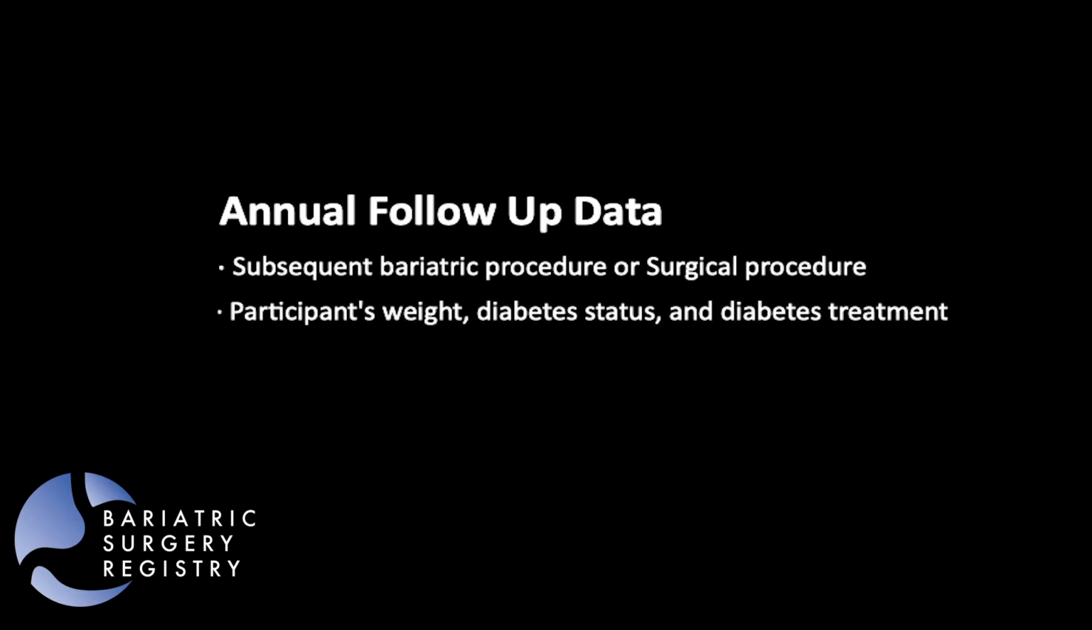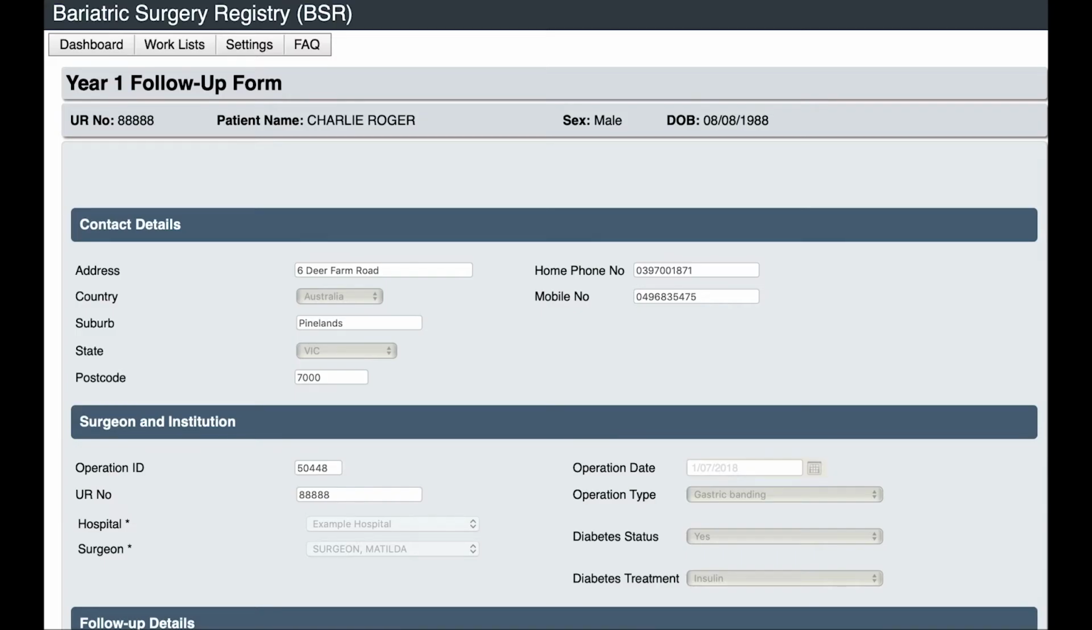Annual follow-up data. The critical information collected for this period is whether the participant underwent a subsequent bariatric procedure or a surgical procedure related to having had a previous bariatric procedure. Also, health outcome information is sought regarding the participant's weight, diabetes status, and diabetes treatment. The annual follow-up form as shown on the screen appears when you select an annual follow-up to complete from the Missing Data Worklist or the dashboard. Instructions for completing this form can also be followed when using both the follow-up screen and the OpConfirm screen.